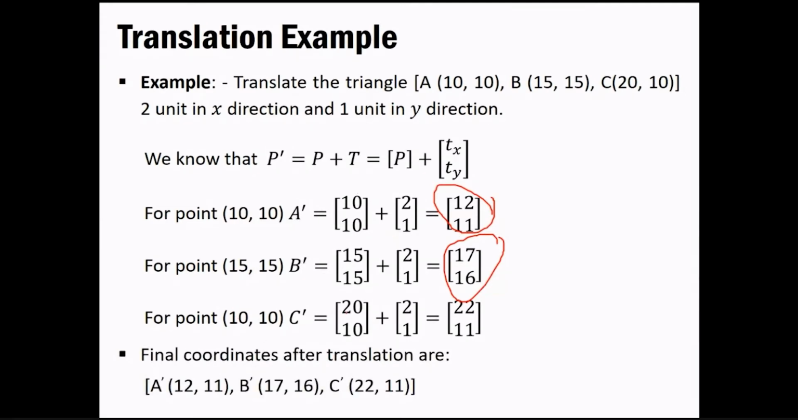So 2010, you have to put it over here, and you have to add one thing in this, that is the thing that you want to translate it by. Okay, the points, the values with which you want to translate that object, that is in our case 2 1. So over here again you have to add the whole thing with the endpoint that is given to you, and you'll be getting the new value. So that is 22 11. Okay, and clear the screen, and at the end you'll be getting the final coordinates after translation, that is 12 11, 17 16 and 22 11.